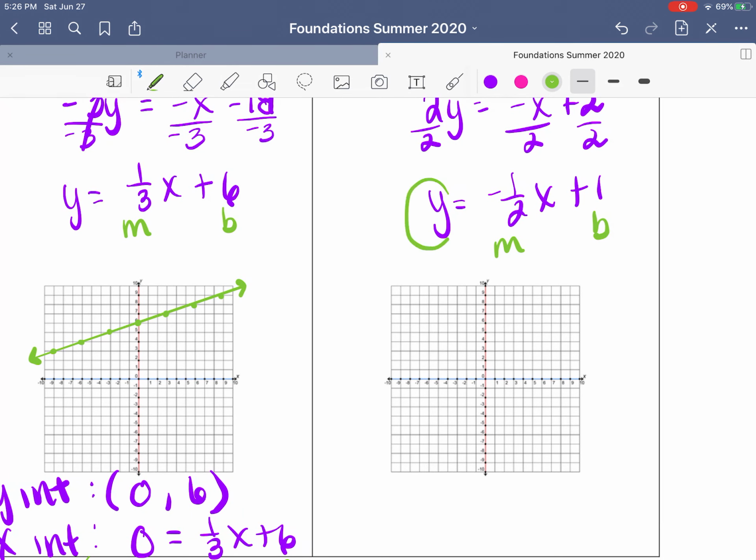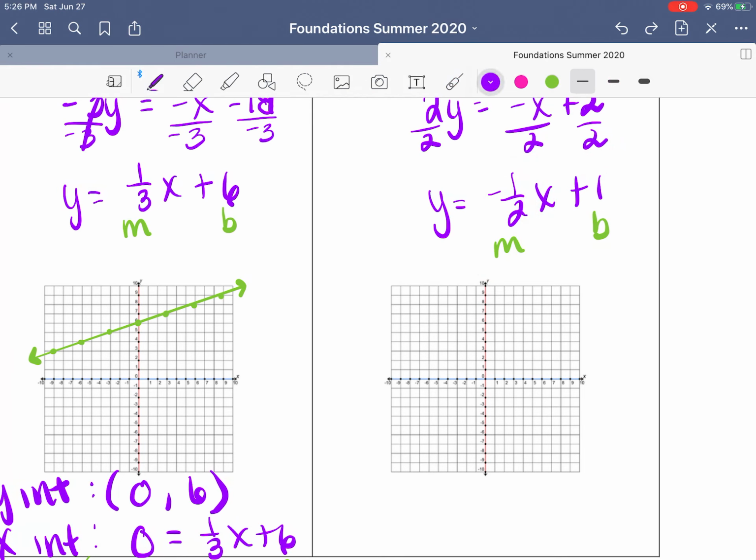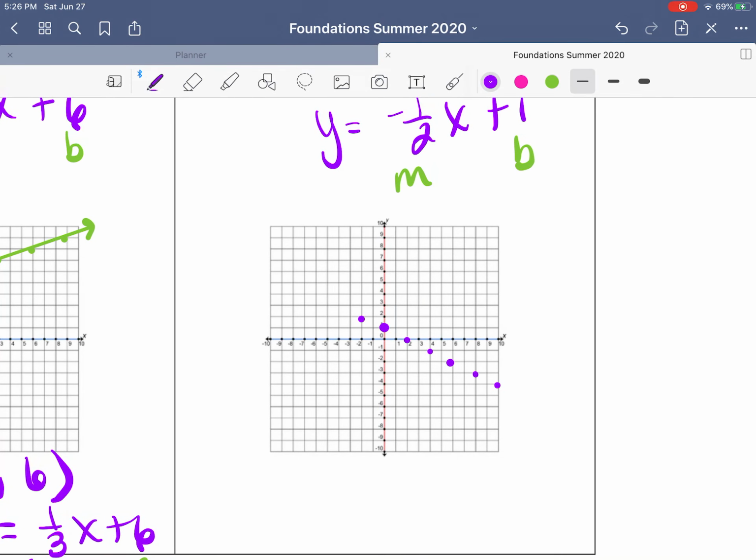When y is isolated, then you can clearly see slope-intercept. We can graph that starting at 1, and then go down 1 over 2, down 1 over 2, down 1 over 2, down 1 over 2, or you can go up 1, left 2. Okay, I've talked about this in a previous video, and I've talked about it in this one, but let me show what I'm doing.